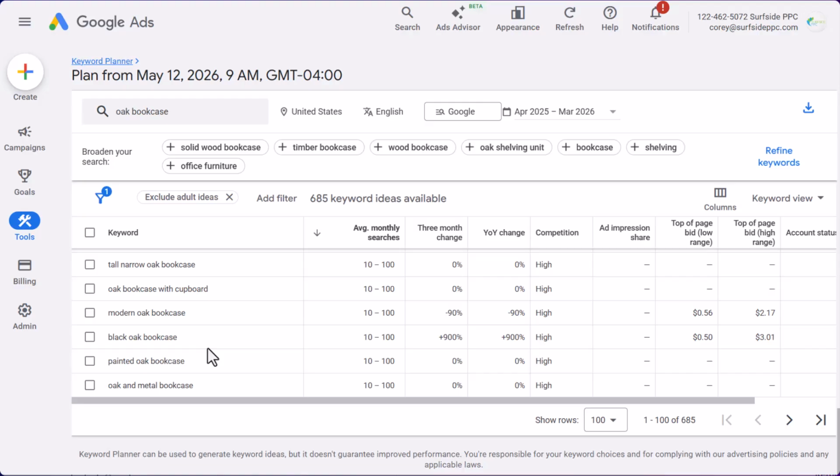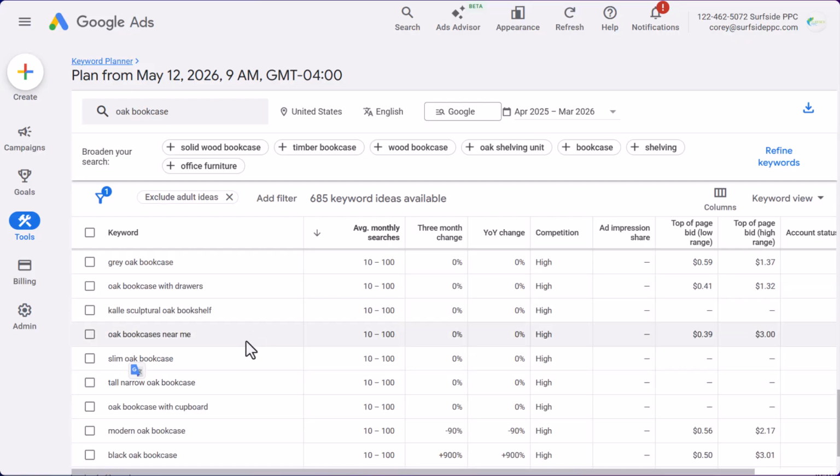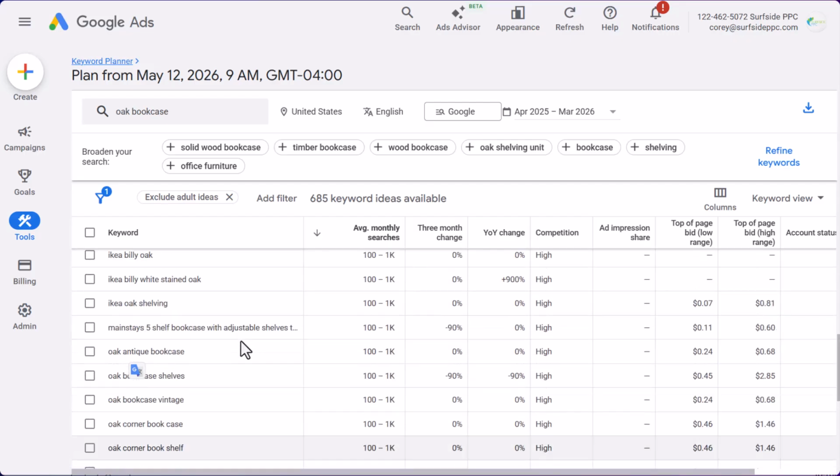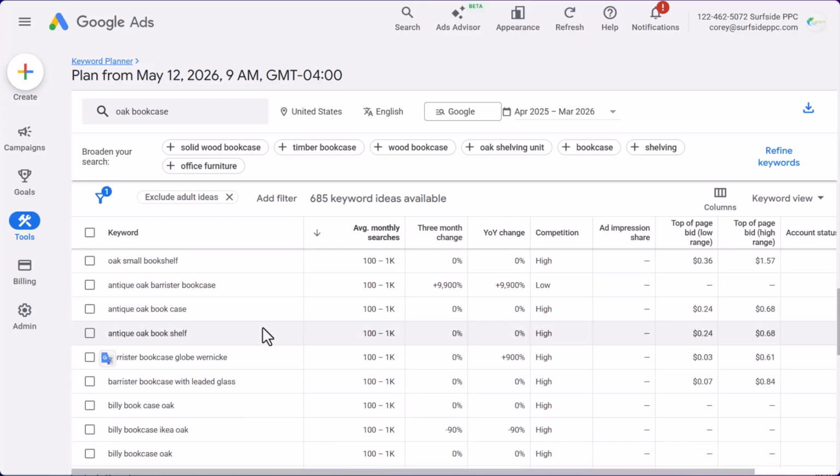And most of these are actually really good variations because somebody with a painted oak bookcase might be like, I don't really know what I'm looking for. Now, oak and metal bookcase might be one where you're like, we have no metal in our catalog. We're going to get rid of the word metal as a negative keyword. Sometimes that's the better way to handle it with Google Ads. If you're like, yeah, we don't have tall, narrow, slim oak, whatever it might be, you probably do. But if there are things here where you're like, yes, this is not what we have, or we don't want to show up for IKEA or Billy bookcase, whatever it might be, then ultimately that's where you can actually start filtering out your keywords a little better.